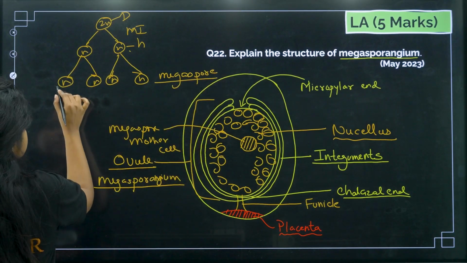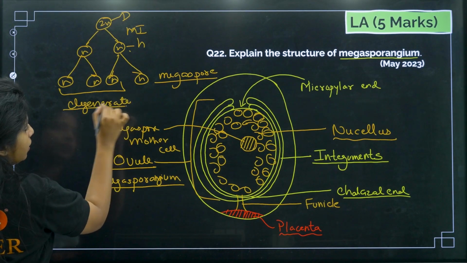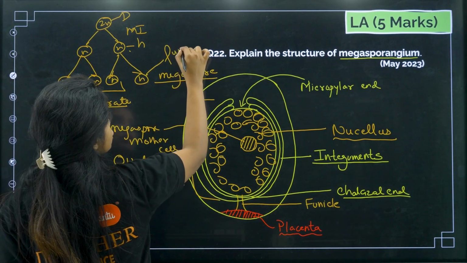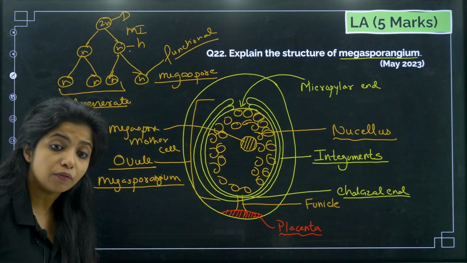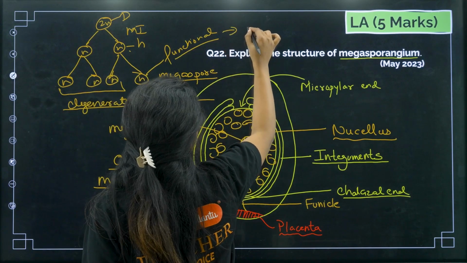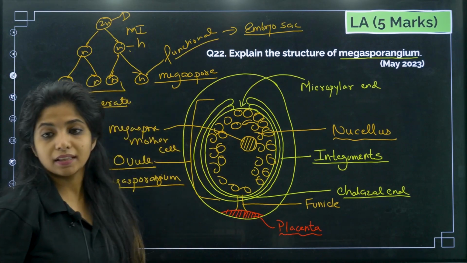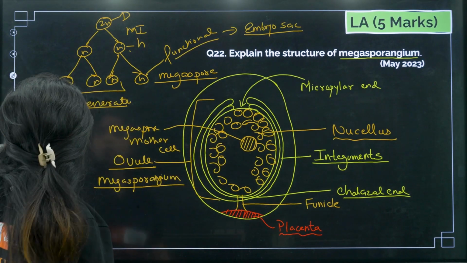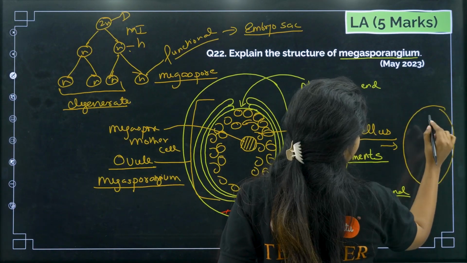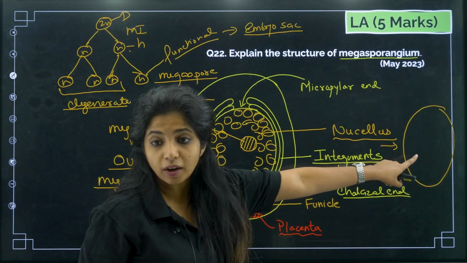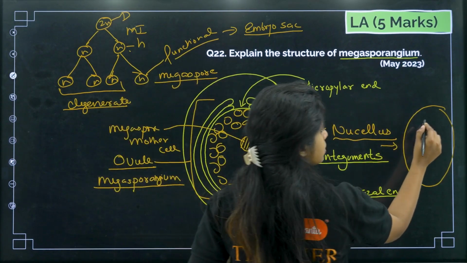No, children, because what happens is that 3 of them which are formed, they degenerate. One of them will be the functional megaspore. It will be the one giving rise to the female gametophyte, which is known as the embryo sac. So basically this whole structure will now look something like this, where there is an embryo sac. This has now become an embryo sac where you have got one cell with one nucleus. This is the embryo sac.